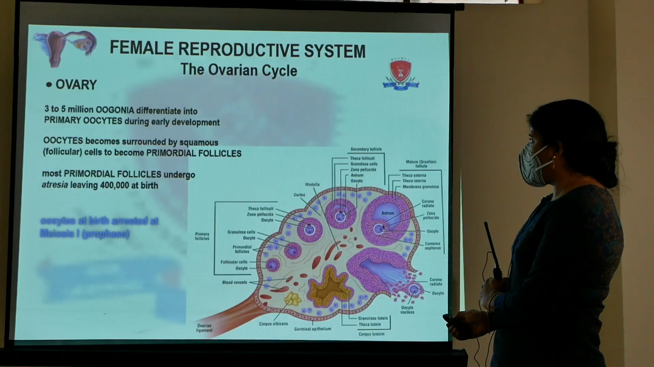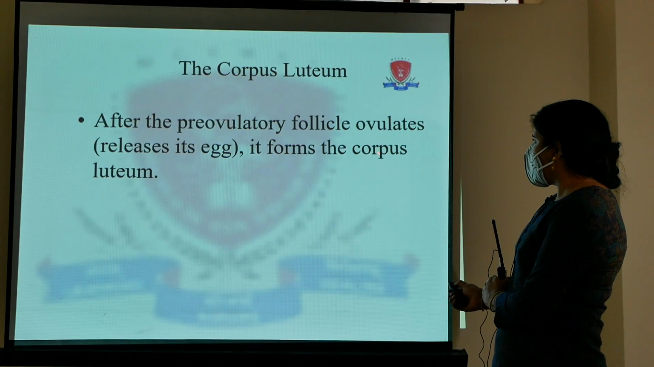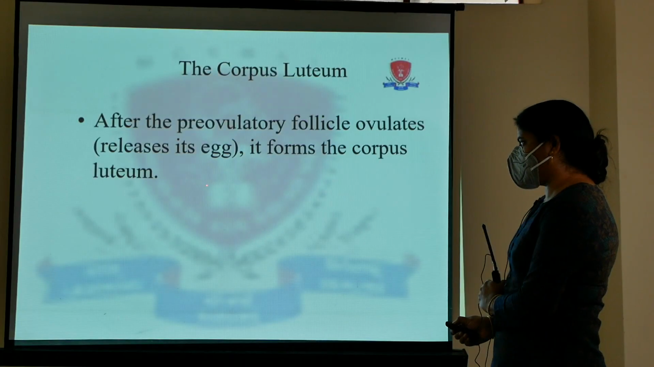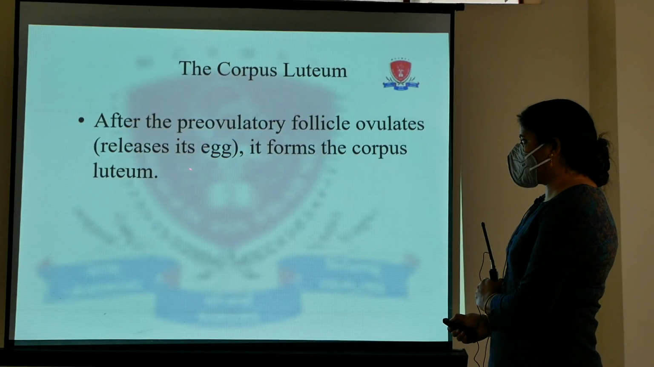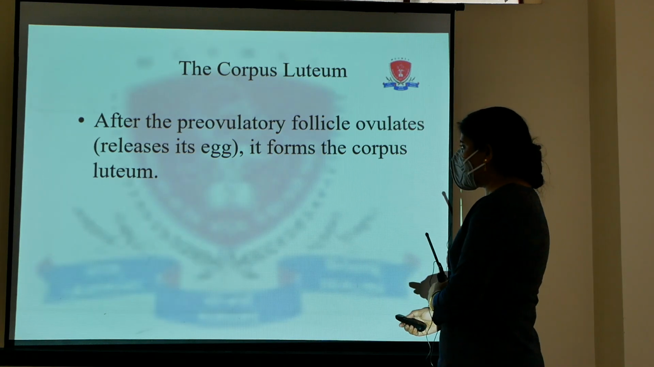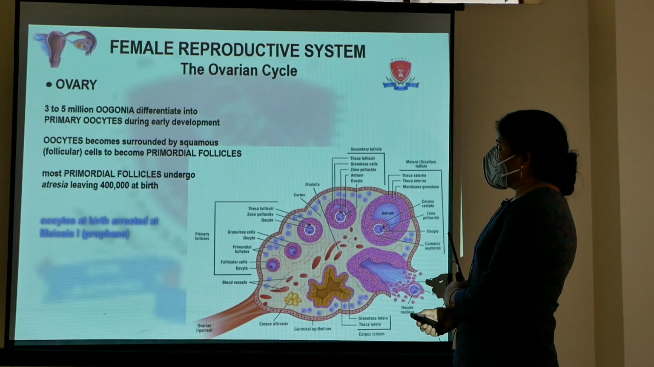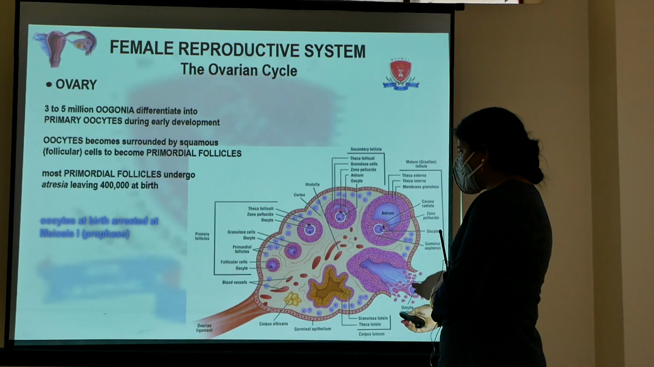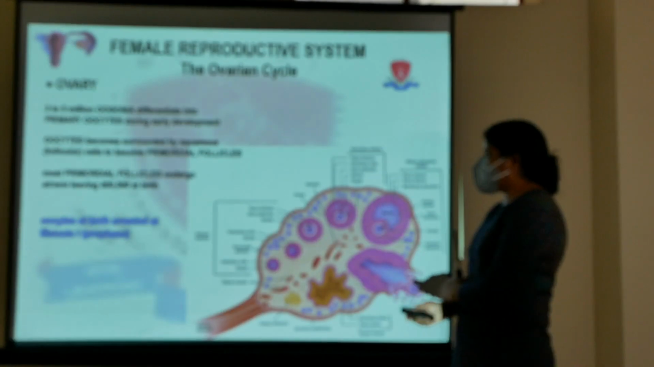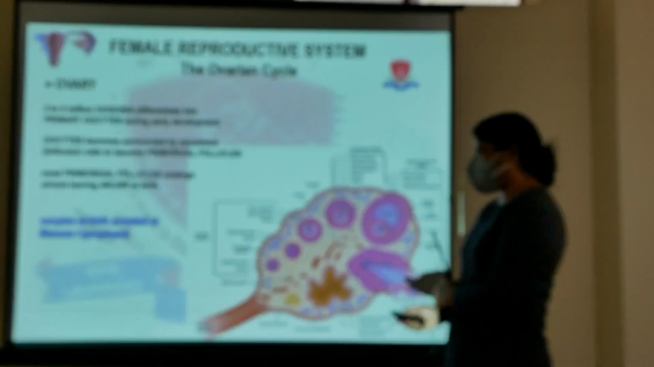After the pre-ovulatory follicle ovulates and releases its egg, it forms the corpus luteum. This stage takes place on the 14th day of the menstrual cycle or the ovulatory cycle. Now we are mainly concerned with the study of the growth of the follicles, which takes place from the 1st to the 14th day of the ovulatory cycle.